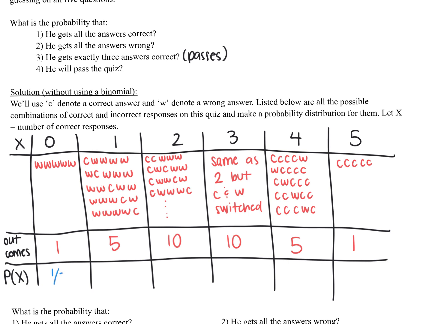So there's a 1 in 32 chance he gets none of them correct, 5 out of 32 chance he gets 1, 10 out of 32 that he gets 2, 10 out of 32 that he gets 3, 5 out of 32 he gets 4, and 1 out of 32 that he gets all 5 of them correct. So it's very, very similar to the example we did when we were flipping a coin 3 times and looking at the heads and tails, but now instead of having just the 0, 1, 2, or 3 when we're counting our number of heads, we went all the way up to 5.